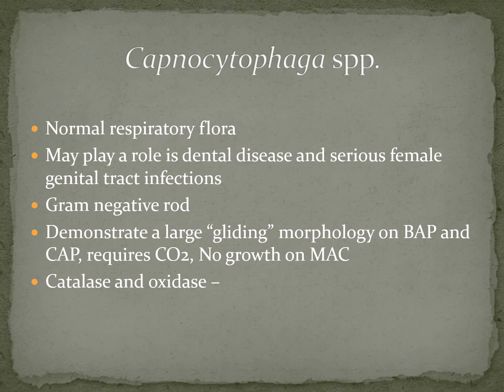Capnocytophaga is a normal respiratory organism. Once in a while, it is associated with periodontal disease. It may play a role in dental disease and serious female genital tract infections. It is a gram-negative rod. When you look at it, it's long and thin or spindle-shaped.